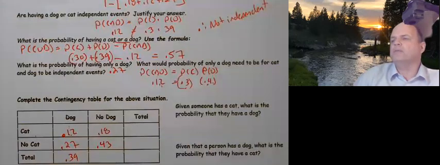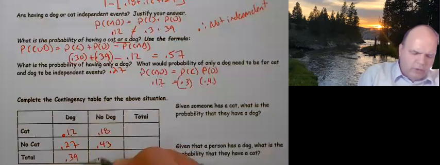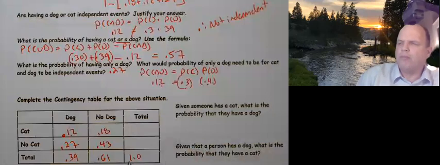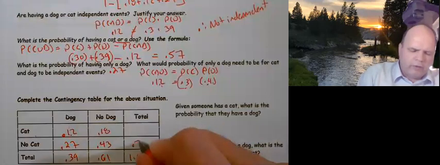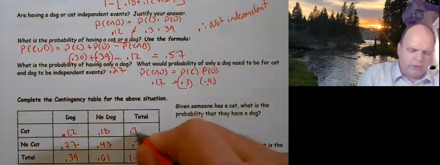Give me just a second. It's 61%, can't add. 1.0, this is 0.70, and this is 0.30.